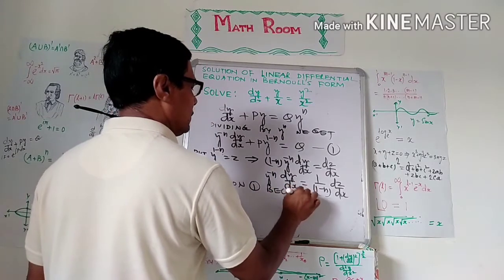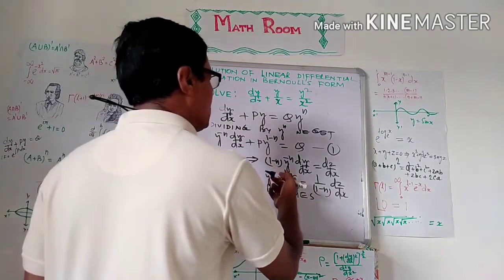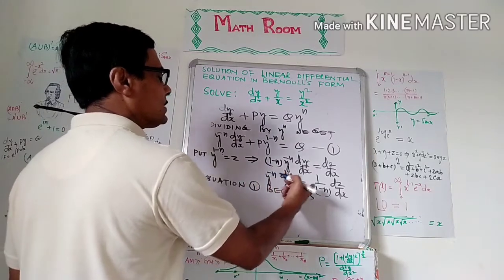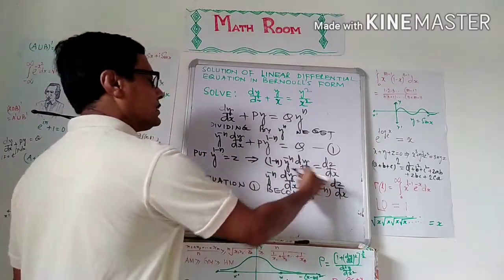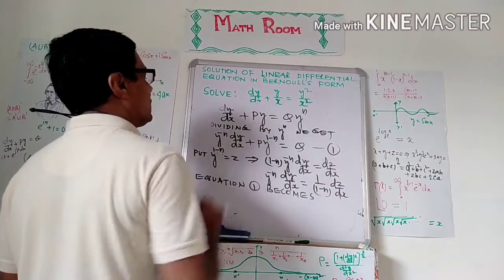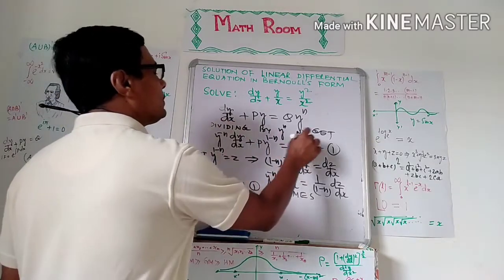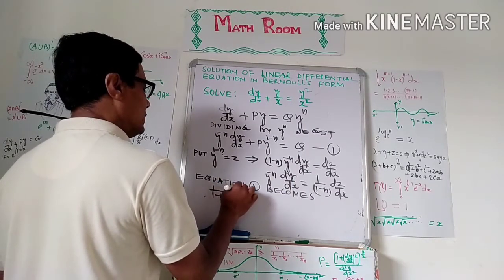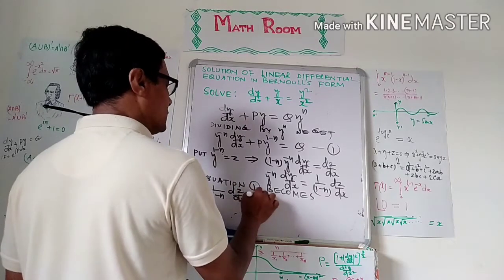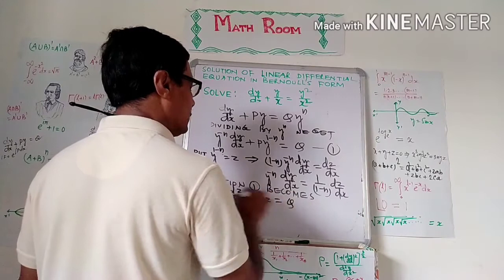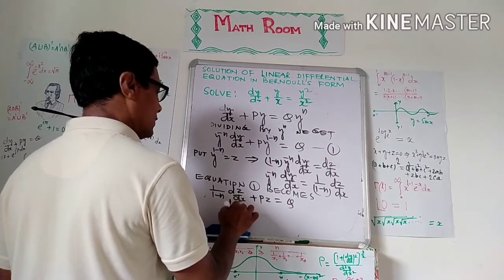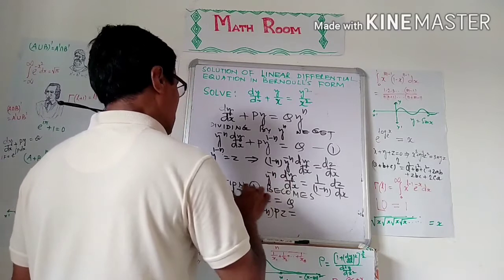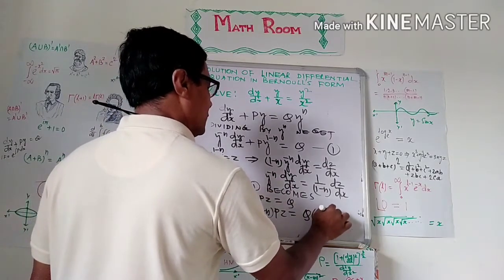So equation 1 becomes, if we substitute y^(-n) dy/dx equal to this, that is 1/(1-n) dz/dx, we get 1/(1-n) dz/dx + Pz = Q. So dz/dx + (1-n)Pz = (1-n)Q.